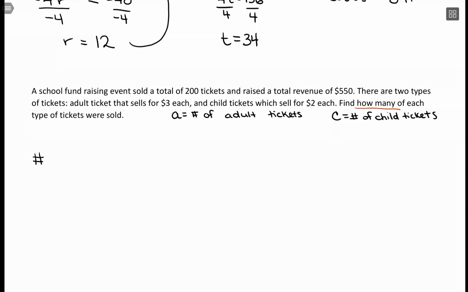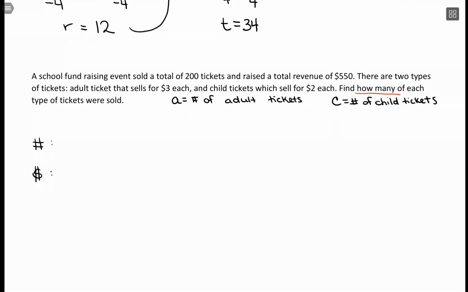The first equation is going to relate just to the number of tickets, and the second equation will relate to money. So if I have a total of 200 tickets sold, that would just be a combination of how many adult tickets and how many child tickets. So this number of tickets sold, we would just take A plus C, and when we add those two together, it should come out to that total of 200.